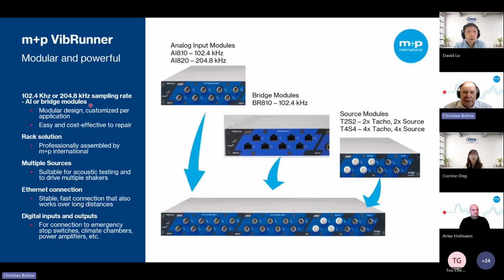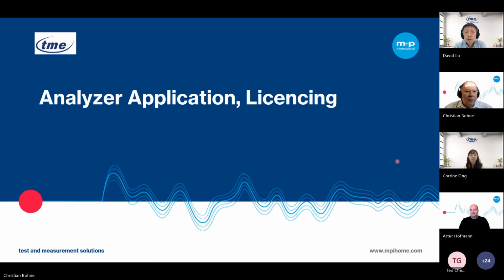If you need more channels, we can also supply the WebRunner. WebRunner is a hardware platform. This is not used for mobile application. It's more for stationary applications. So we have AD modules with 102 and 204.8 kilohertz, as well as bridge modules for strain gauge applications or source modules for running shaker applications. Right.